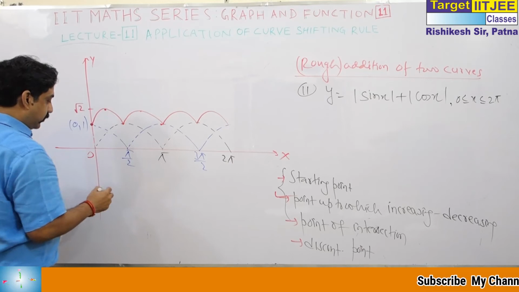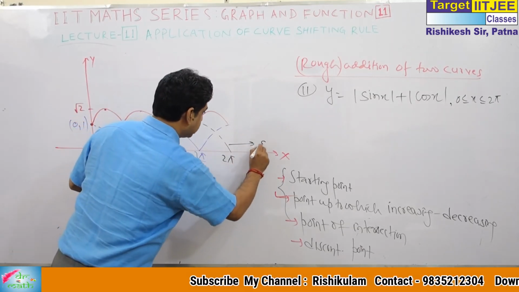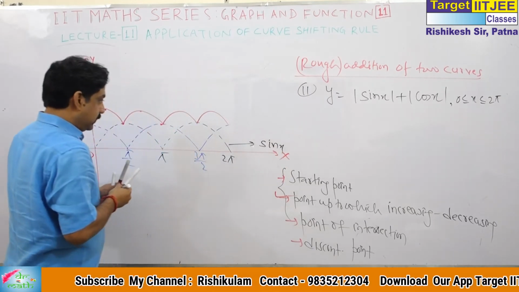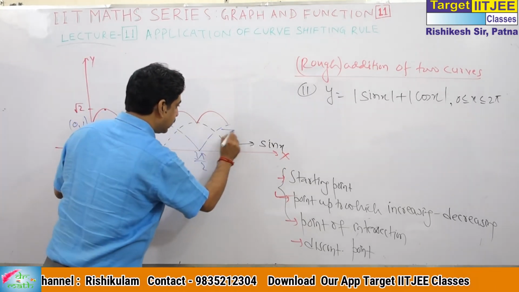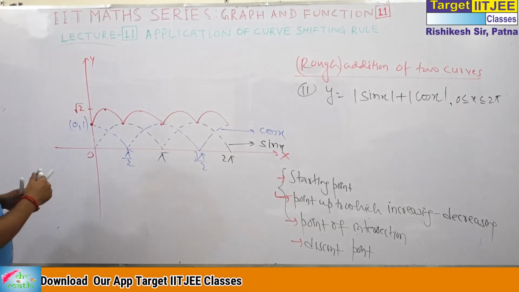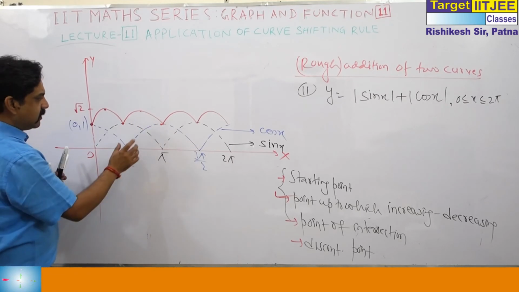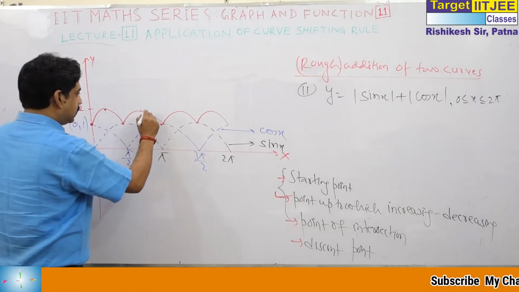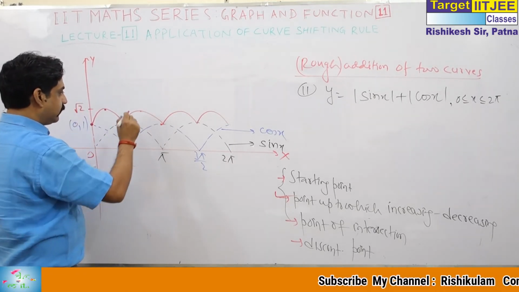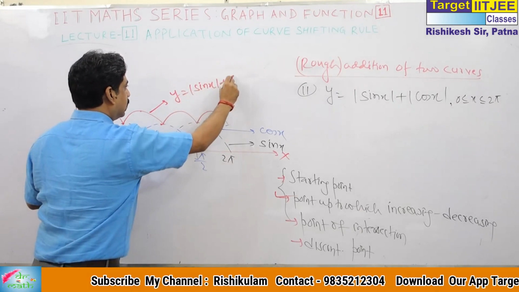Now, this is the graph of what? Let me write the names. This is actually the graph of sin x. This is actually the graph of cos x. And this will be symmetric. This will be the graph of y is equal to mod sin x plus mod cos x.